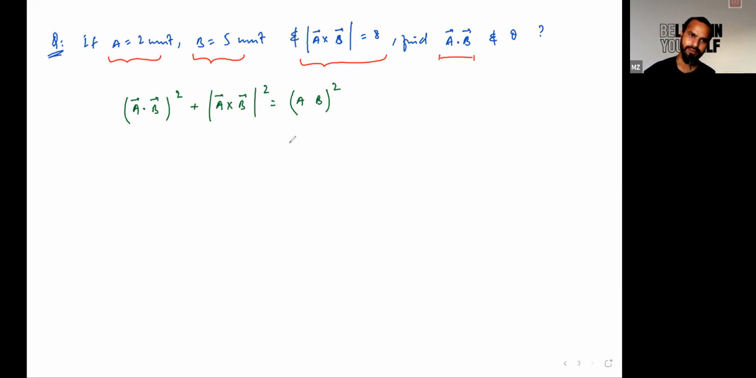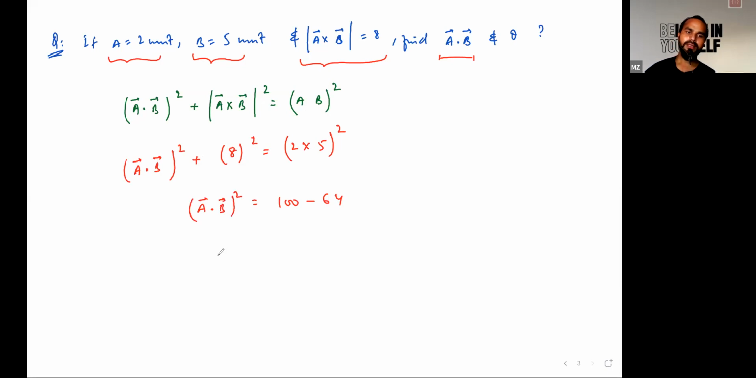Hamza, tell me the values. A cross B mod is nothing but 8. So we can write 8 square is equal to (A is 2 and B is 5) whole square, and we're left with A dot B square on the left hand side. Now move this particular term to the other side. It will become 100 minus 64 is equal to (A dot B) square. So 100 minus 64 becomes 36, and here we have square.